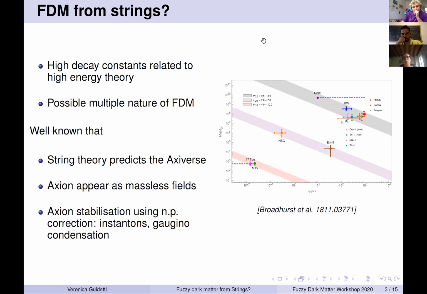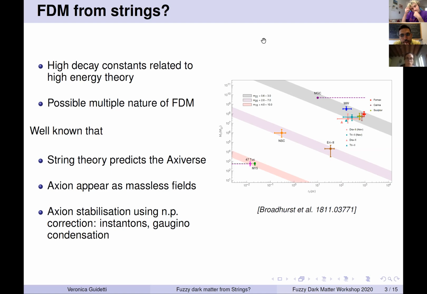So why should we look in string theory? Well, decay constants are usually related to high energy theory, and we know that, as Michele already said, string theory is a UV complete theory. In particular, I saw that some authors have said that the nature of fuzzy dark matter can be a little more varied. So maybe it cannot be made out of a single axion-like particle, but maybe a few of them, still having extremely light mass and high decay constant. As Michele just said, string theory predicts axions. At tree level they appear as massless fields, and in order to be light they are in general stabilized using non-perturbative corrections. For instance, you can use ED3 brane instantons or gaugino condensation.